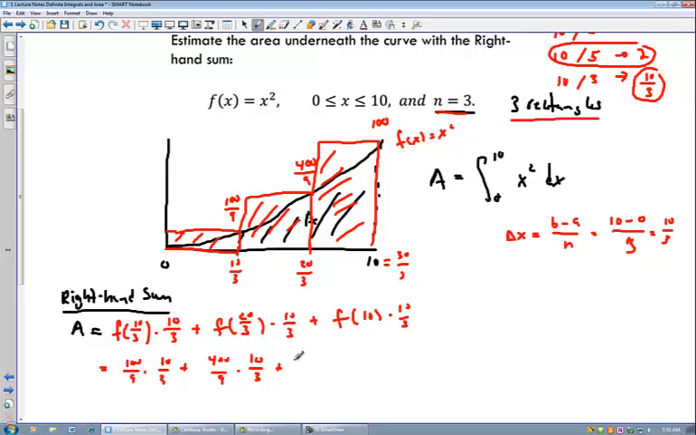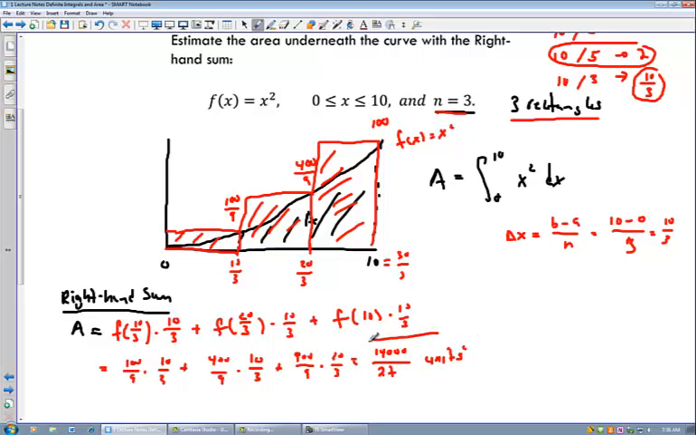This was 30 over 3, so this is going to be, what, 900 over 9 times 10 over 3? I mean, if I don't want to use a calculator, I can just do this pretty fast, right? This is going to be 1,000 plus 4,000, so that's 5,000 plus 9,000, so I'm going to have 14,000 on top, divided by, and then I have 27 on the bottom, right? Because 9 times 3 is 27, so 14,000 divided by 27, and this is units squared.